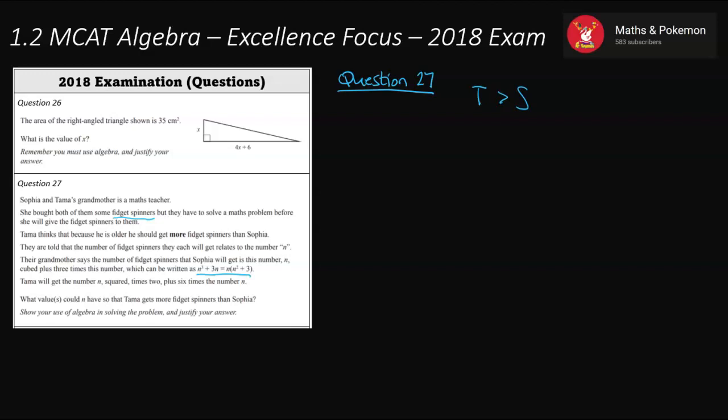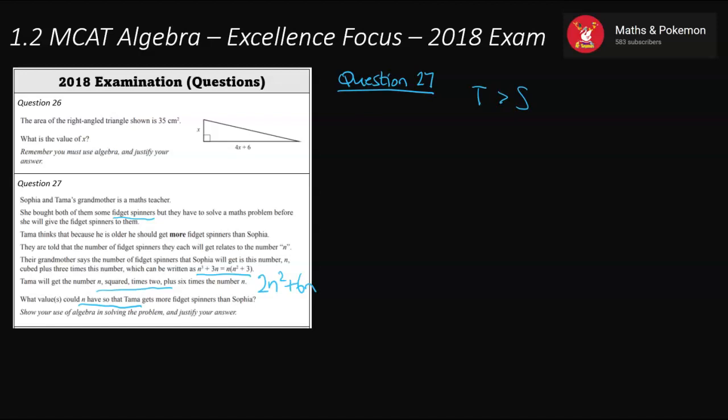Tama will get n squared times 2 plus another 6 times that n. So what that means is n squared times 2, so 2n squared plus 6 times the number, plus 6n. What value could n have so that Tama gets more fidget spinners than Sophia?